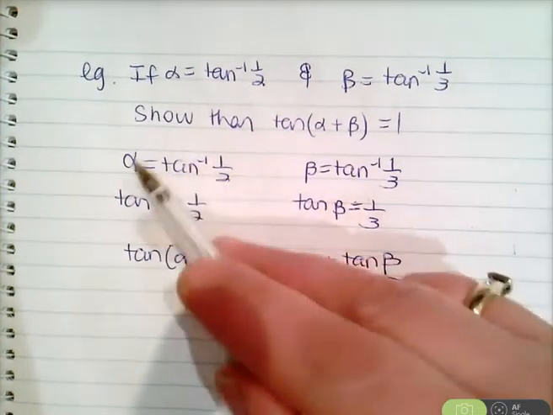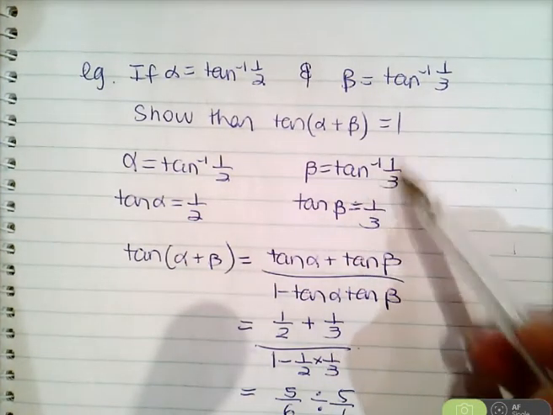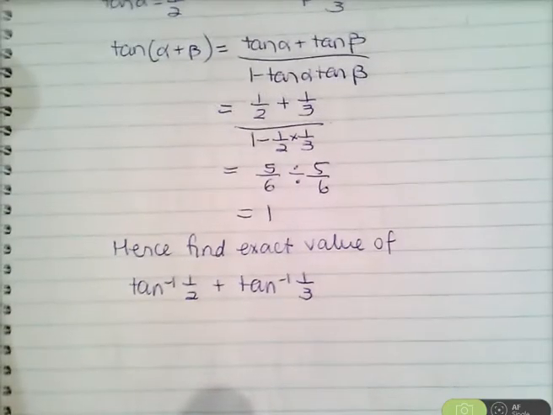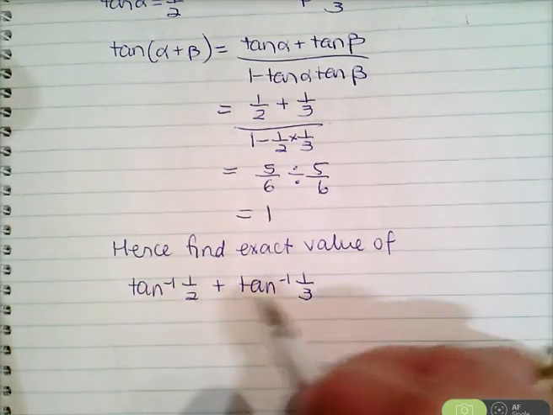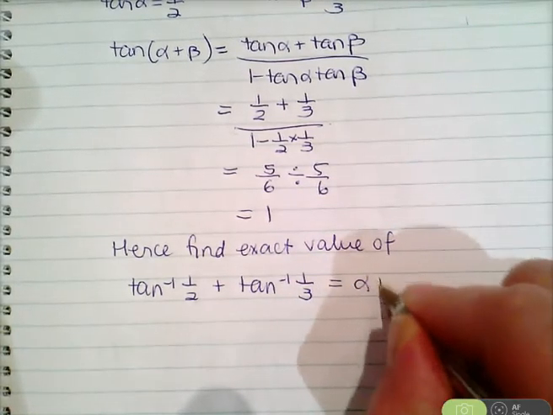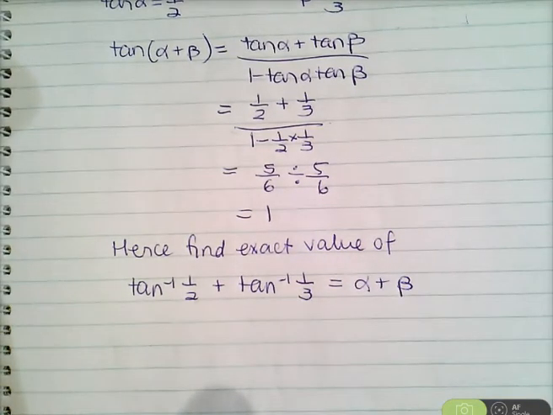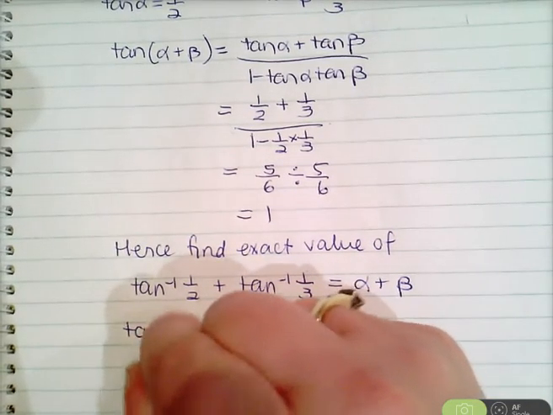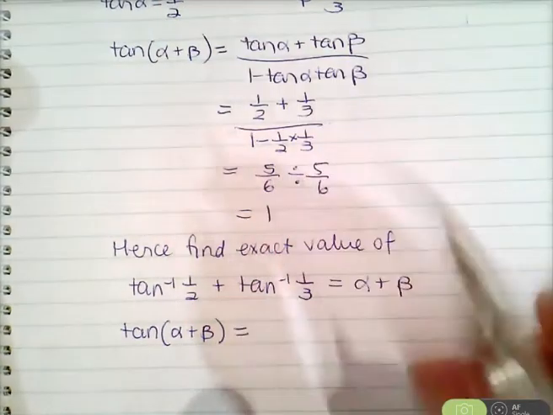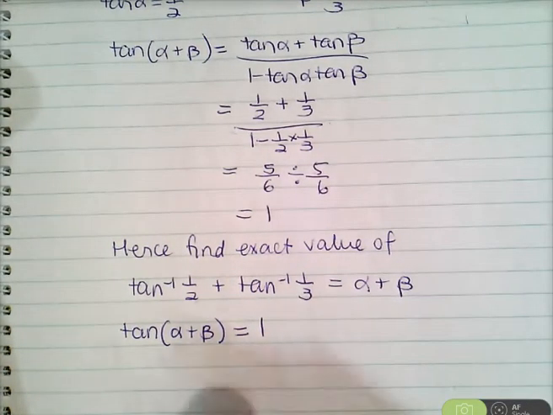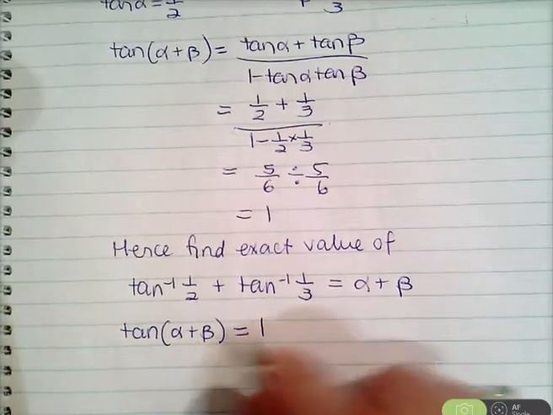Tan to the minus 1 of a half is equal to alpha, and tan to the minus 1 of a third equals beta. So asking us to find the exact value of tan to the minus 1 of a half plus tan to the minus 1 of a third is asking us to find the value of alpha plus beta. Now we know that the tan of alpha plus beta from part 1 up here is 1. So therefore, tan of what is 1?